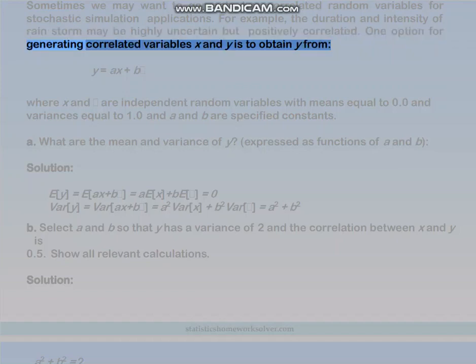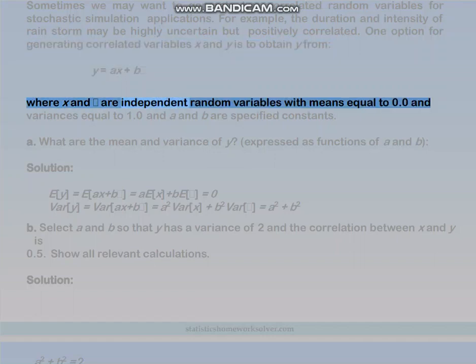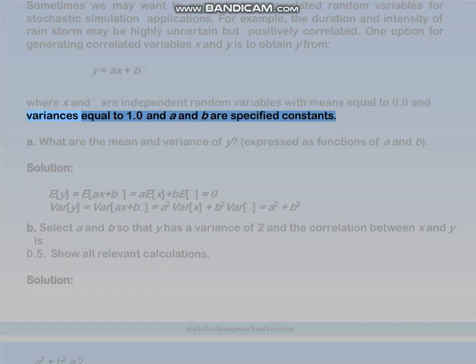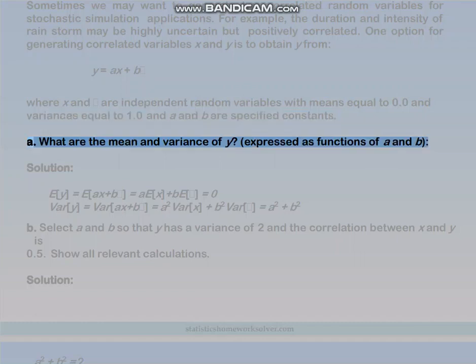One option for generating correlated variables x and y is to obtain y from y equals a x plus b, where x and b are independent random variables with means equal to 0.0 and variance equal to 1.0, and a and b are specified constants. A. What are the mean and variance of y?